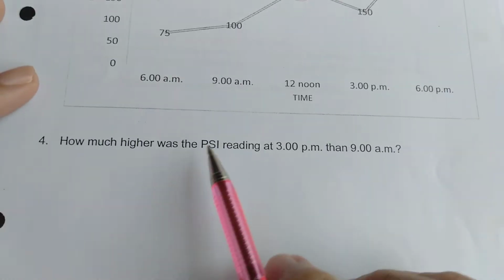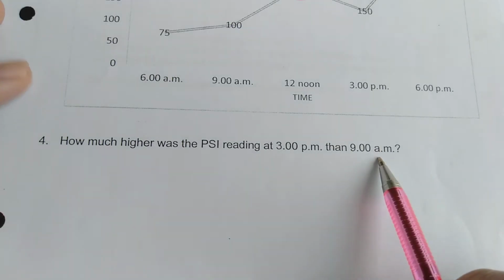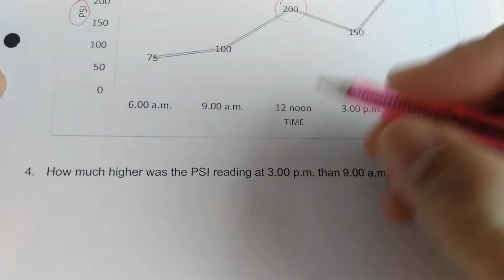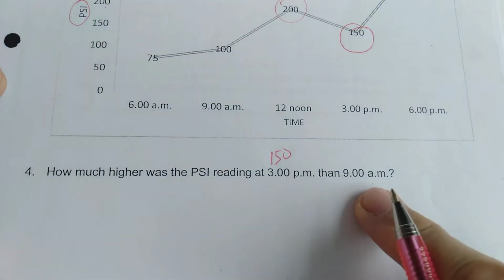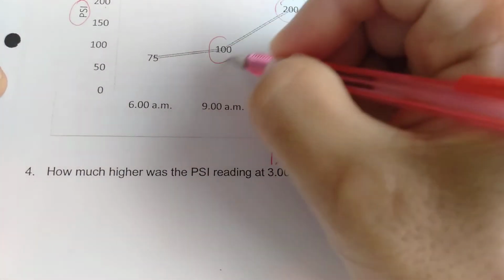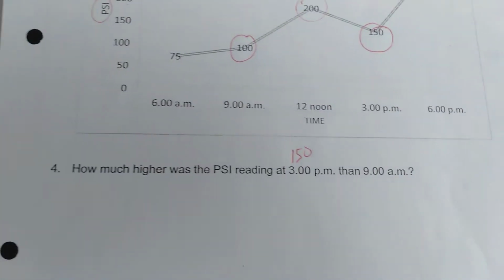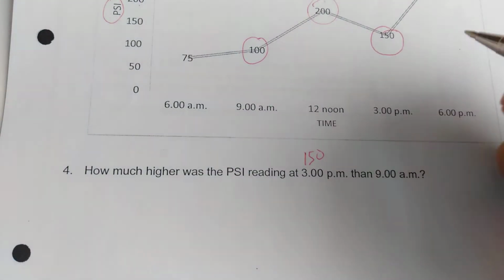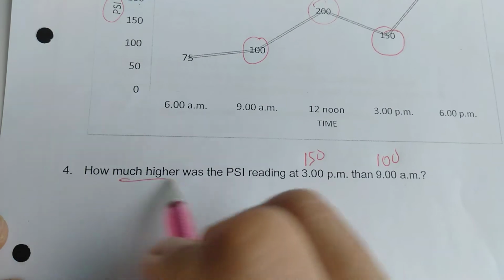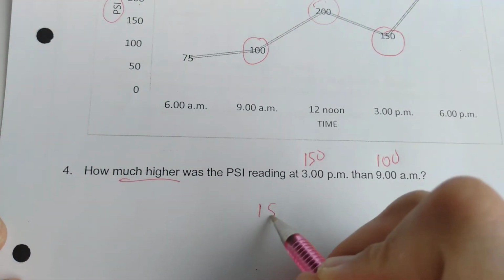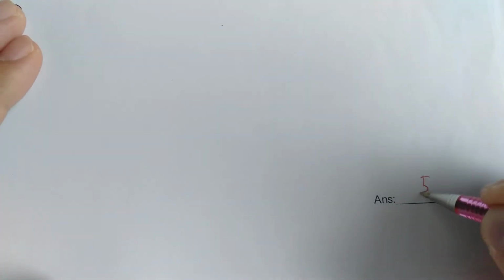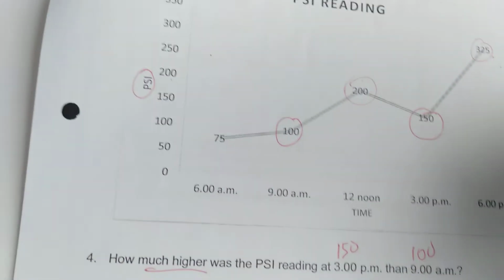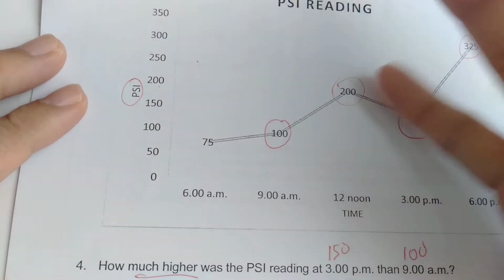How much higher was the PSI at 3 p.m. than 9 a.m.? So look for 3 p.m. first. Here is 150. I think this is 150. I write it here to remind myself. Then 9 a.m. is here. It's 100, right? Give me a moment. So 100 is here. How much higher? So I must subtract to know how much higher. 150 minus 100 is 50. So very simple. 50. Okay, higher. There's no other units for the PSI. It's just a number here. So I just put down 50 as my answer.